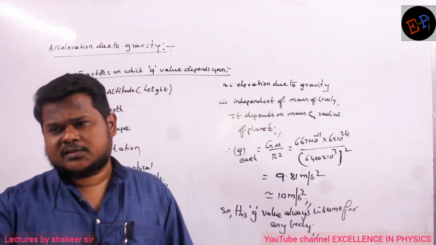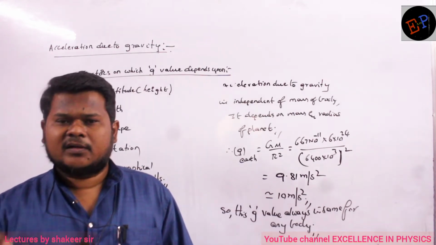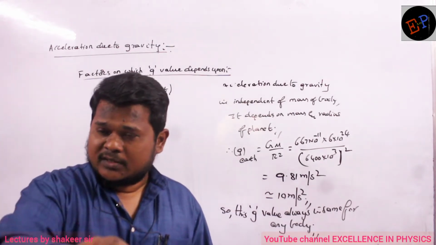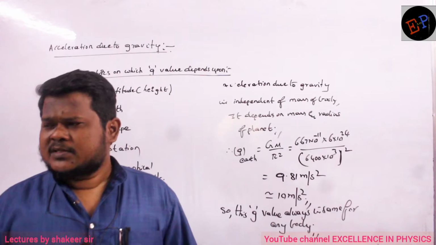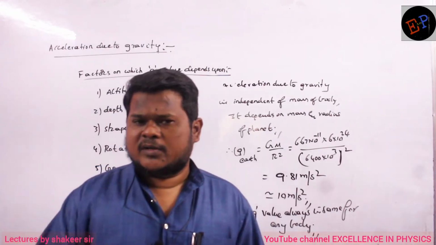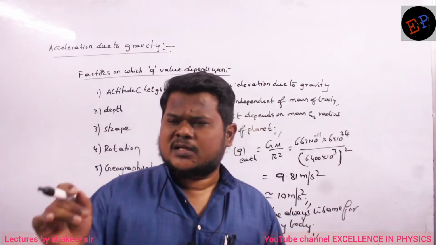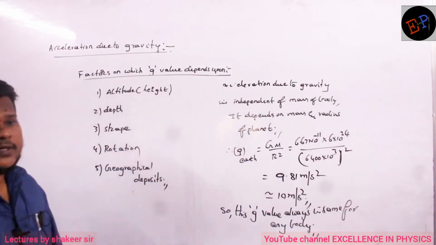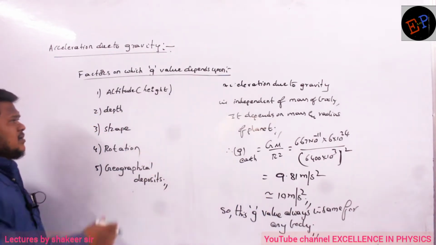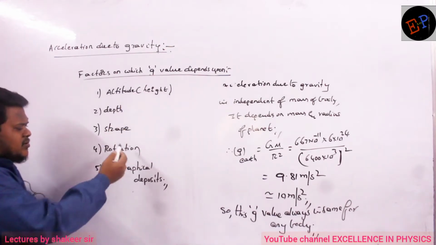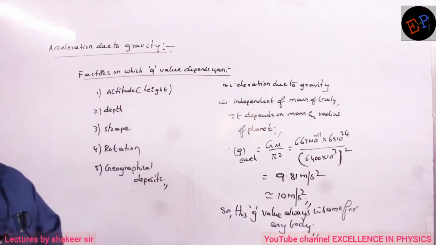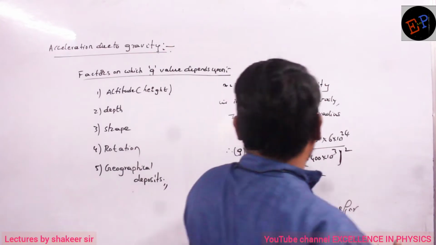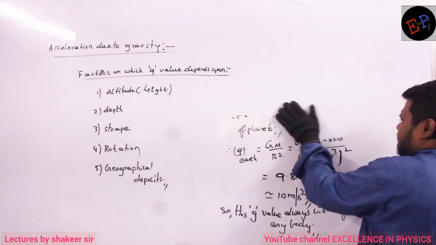For example, on land, g value will be slightly different. On the surface of ocean, g value will be slightly different. Very slightly, so slightly that you cannot differentiate. It is hard to make sense of, as the difference is very small. Okay, so these are the factors on which g value depends upon: height, depth, shape, rotation, and geographical deposits. Now let us study each of them in detail.